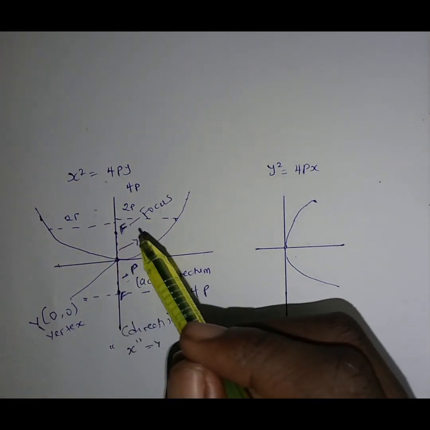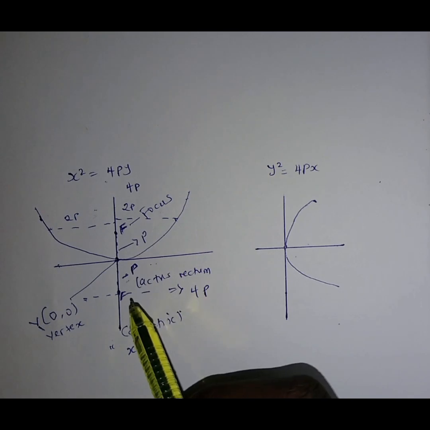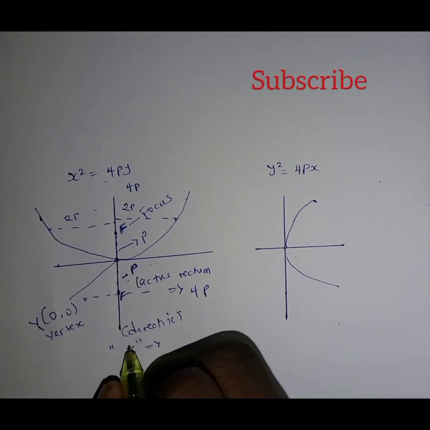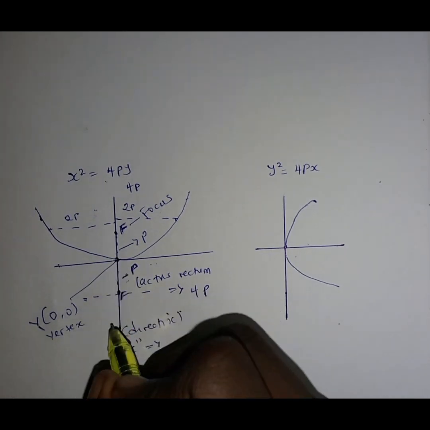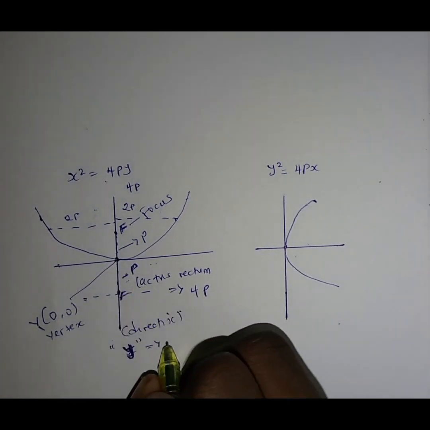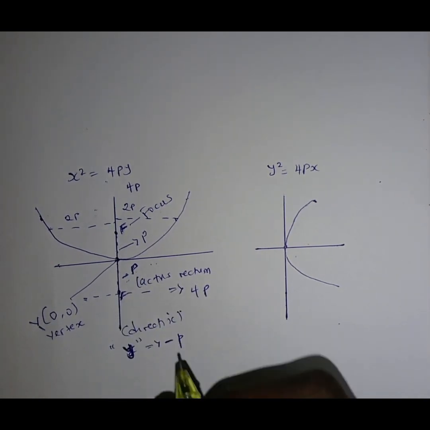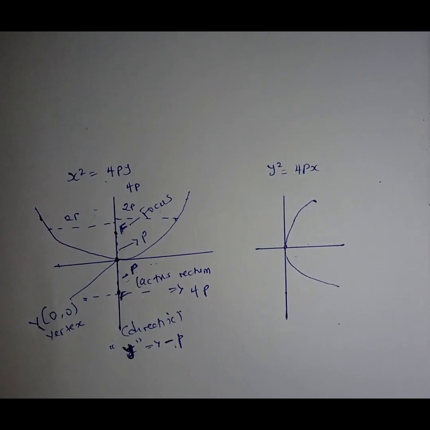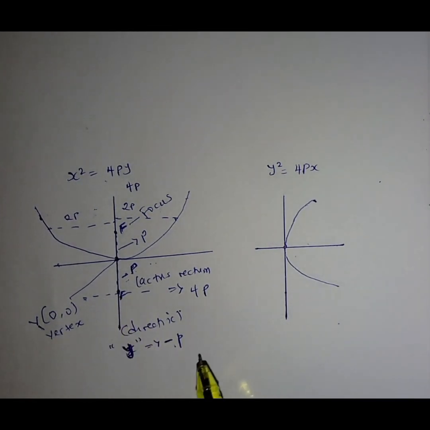By formula, the directrix is y equals minus p. Can you see it's on the negative side of the y-axis? So y equals minus, and then the distance to the focus, p. So this is the formula for the directrix on this parabola curve.